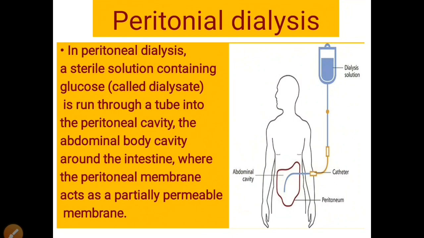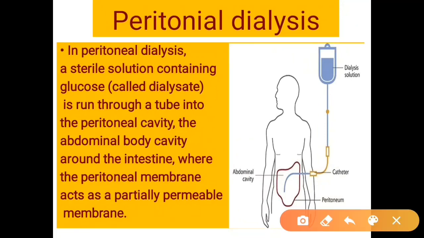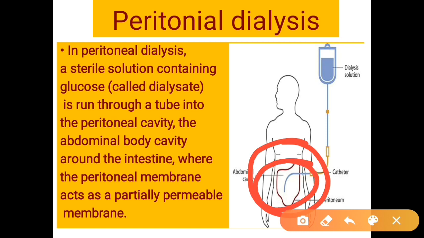Here, the abdominal cavity is around the intestine, where the peritoneal membrane acts as a partially permeable membrane. The peritoneal membrane or the peritoneum is a layer of tissue containing blood vessels that lines and surrounds the peritoneal or abdominal cavity and the internal abdominal organs. In the diagram, if we see that the abdominal cavity and this is the intestine, and here the peritoneal membrane inside the intestine acts as a partially permeable membrane.